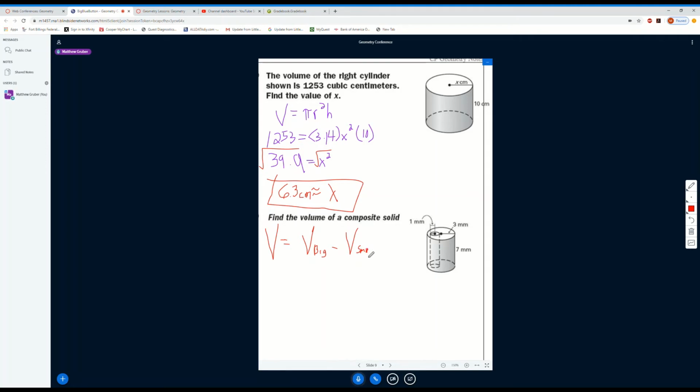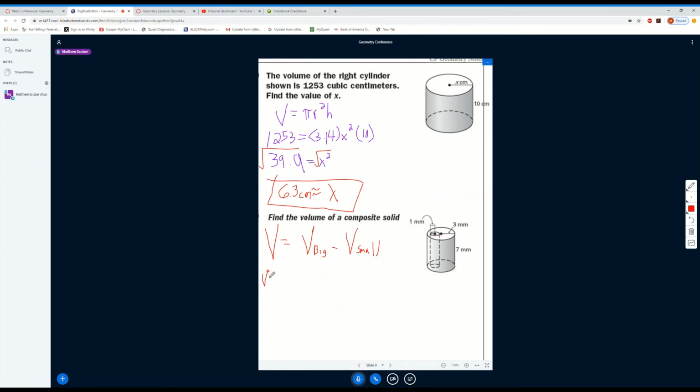So again, let's think about this. I have this big cylinder. It has a certain amount of volume. If you drill out a certain portion of it, I'm subtracting that volume from it. Imagine this is solid, again. So we're drilling out a portion of it. So we're removing. So we got to remove that small volume.